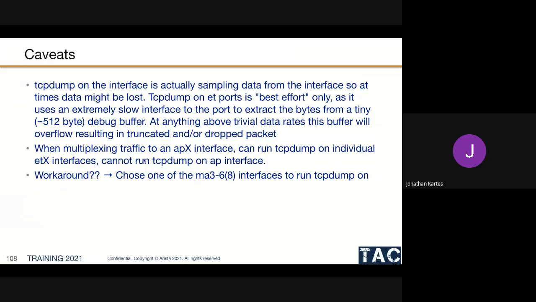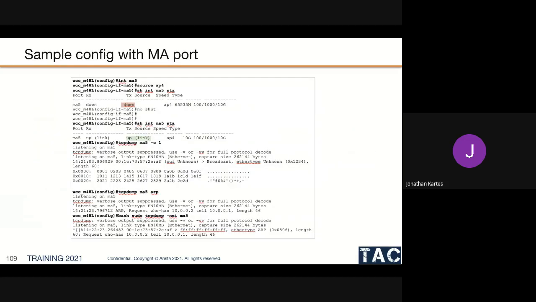And then when you're multiplexing traffic into an AP interface, how do we do it there? So the solution is just choose one of the management interfaces, source the relevant interface to that management interface, and run the TCP dump on the management interface. And this is a walkthrough example: interface management 5, source an AP port, show the interface, its current state is down. We did a no shut, show the interface again. You can see that it's up. We can do a packet capture. This is what it looks like, et cetera.